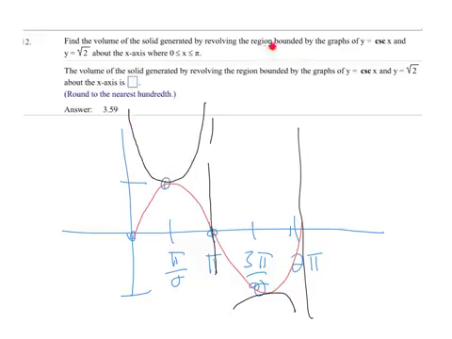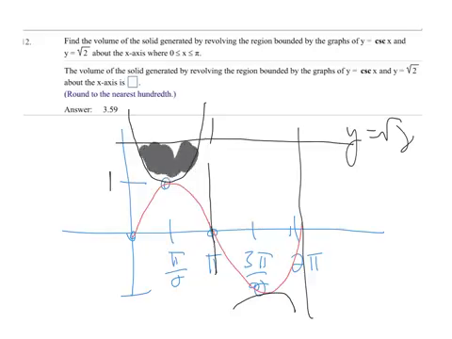And so we're looking for the region bounded by that graph, and the line y equals the square root of 2. Well, since this is 1, and we know the square root of 2 is slightly bigger than 1, this is the line y equals the square root of 2. So it's this area here that we're going to revolve around the x-axis.